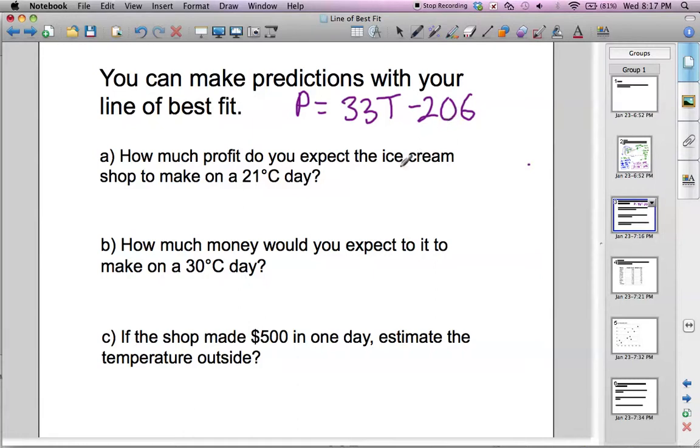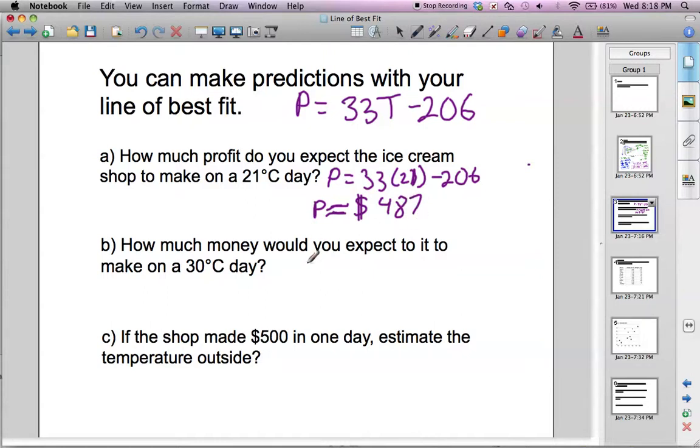So how much profit would you expect the ice cream shop to make on a 21 degrees Celsius day? We can use our formula to make that prediction. So the profit equals 33 times 21 minus 206. If we work that out, we're going to get $487. So the profit equals $487. Maybe I should even use an approximately equal to sign here, because everything we're doing here is estimation anyway. It's not going to be exactly 487, but it'll be fairly close to that number.